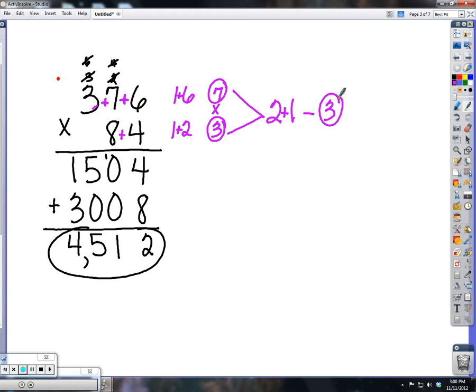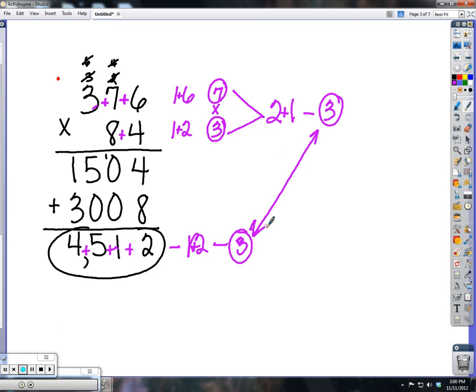So down on the product, 4 plus 5 is 9, plus 1 is 10, plus 2 is 12. Repeat the addition. 1 plus 2 is 3. So seemingly, I do have the correct answer. However, it is not the correct answer.